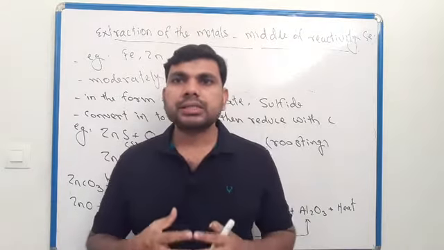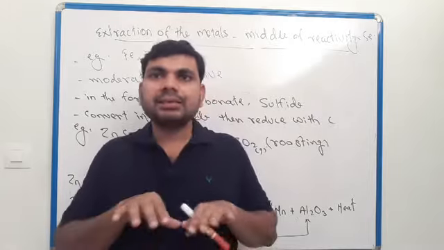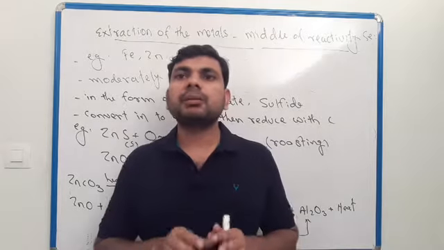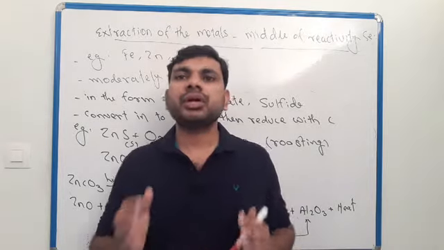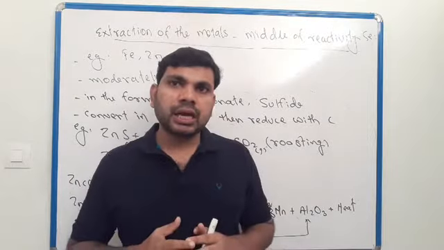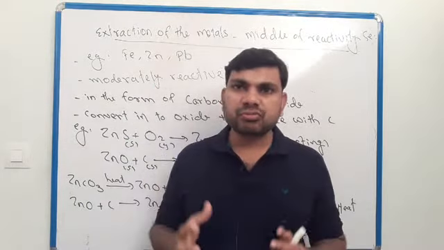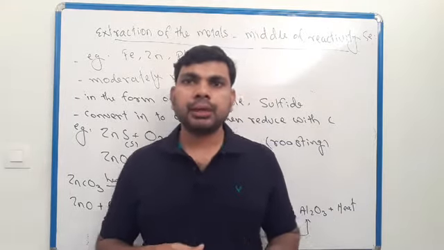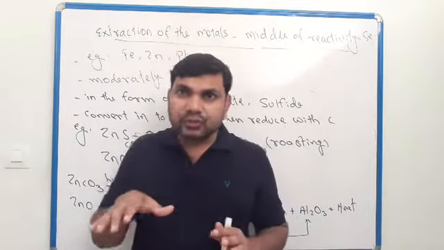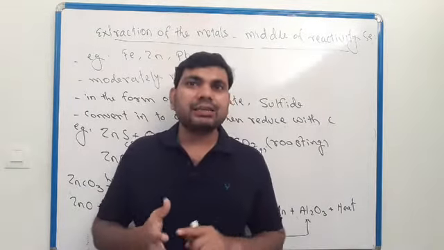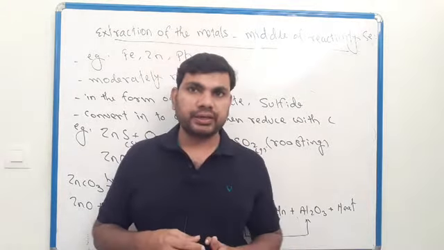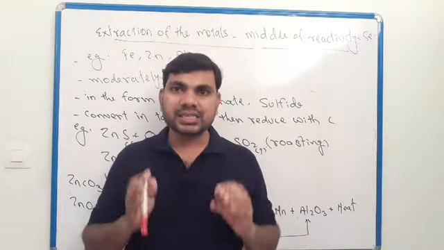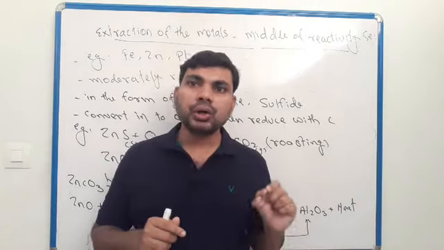Next one, we have to understand extraction of metals in the middle of reactivity series. Metals in the middle of the reactivity series are moderately reactive metals. And these metals can be extracted by reduction with carbon. Look here, metals in the middle of the reactivity series exist in the form of sulfide or carbonate.